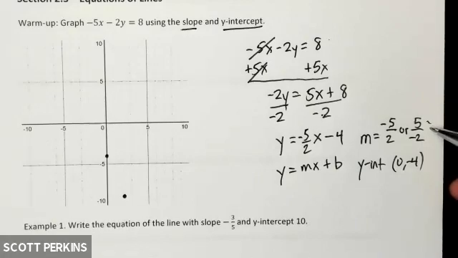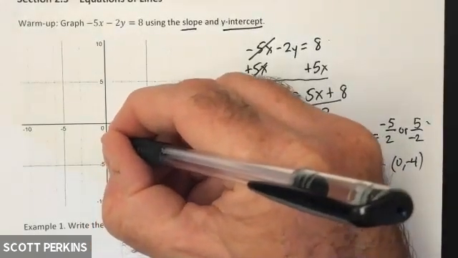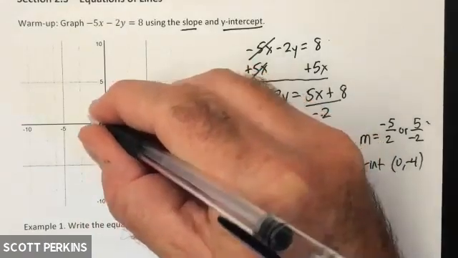Yep, the top is always the y. So the 5 tells you to go up, and then the negative 2 tells you to go left. Yep, up 5, 1, 2, 3, 4, 5, and then left 2.